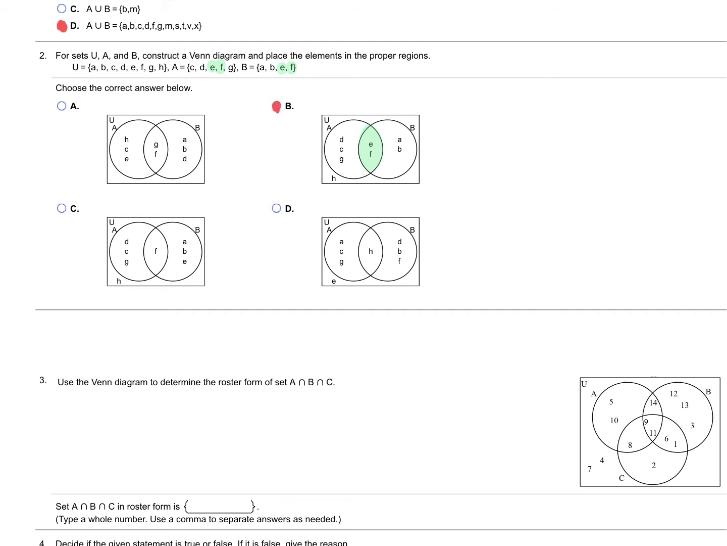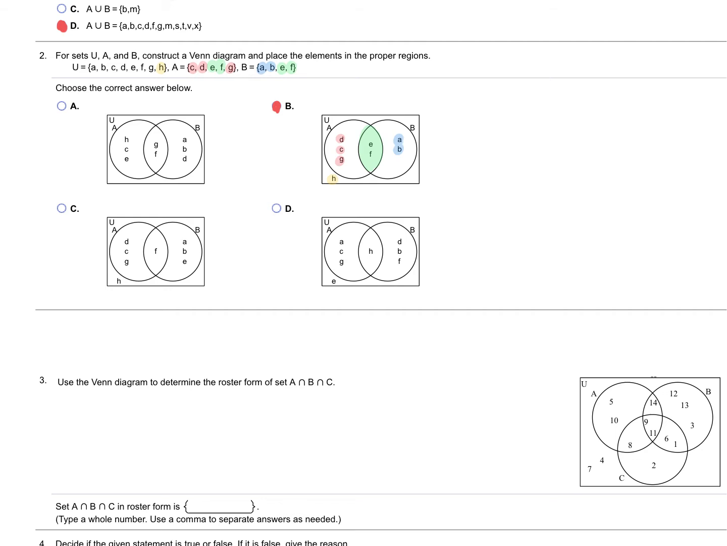But let's just verify and make sure everything else is in the correct spot. That means that C, D, and G should be in A, but not in B. And then we have A and B should be in B. Perfect. And then let's see, A, B, C, D, E, F, G. There's an H that's not in A or B, but it's in the universe, so it's out here. That makes sense. It matches up with all the information given.